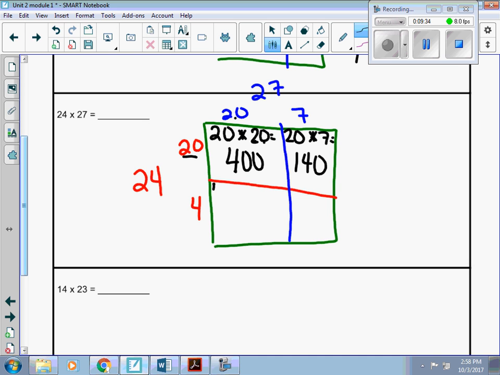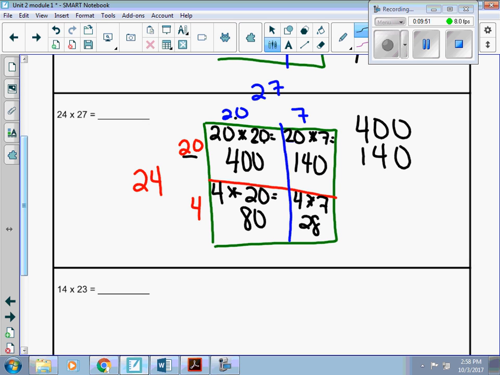On my bottom row I have my 4's. And on top of the first one is my 20. So 4 times 20 is 80. And 4 times 7 is 28. And then I'm going to add up my parts. 400, 140, 80, and 28. So I have 24 times 27 is 648.